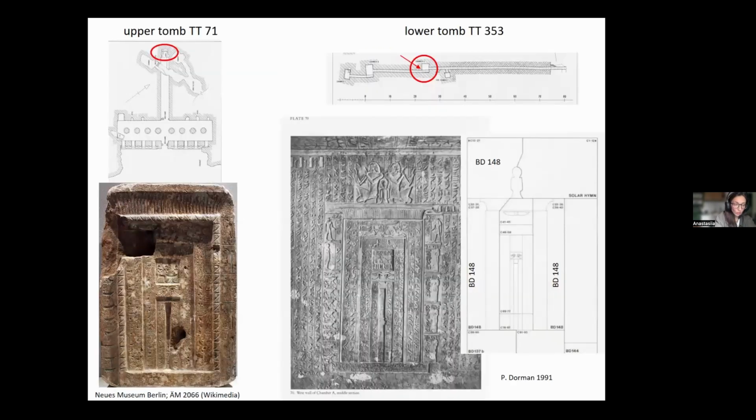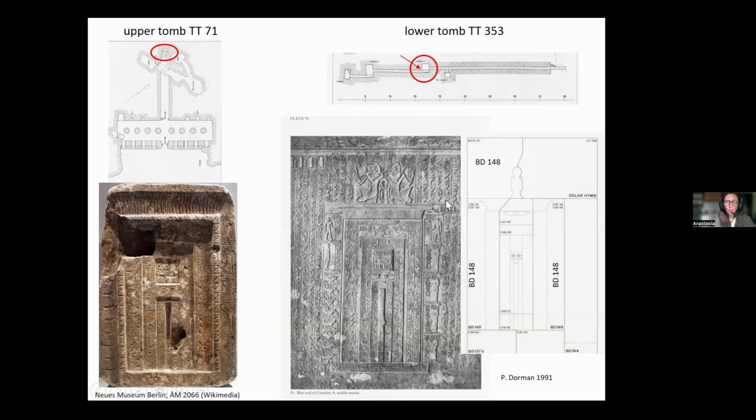This upper tomb, TT71, sadly has almost no decoration preserved, so we do not have Senenmut's autobiography, which was probably included there. In terms of the dialogue between the temple and his two tombs, there is only one match that I can point to, namely in his lower tomb in chamber A, which is the only chamber decorated in this tomb.